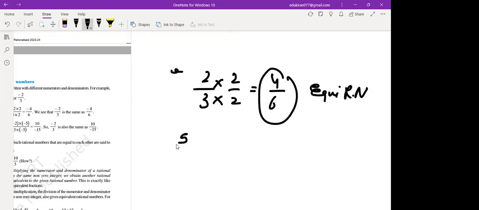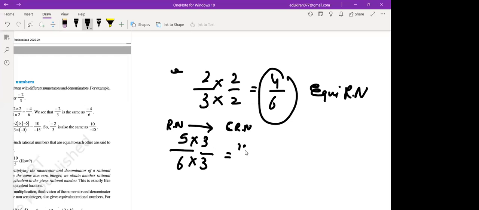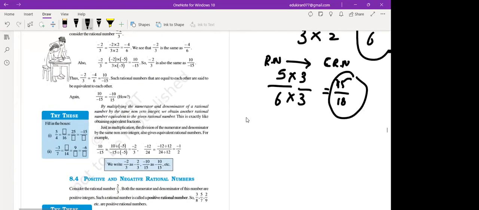Fine. For example, see, any rational number. This is one rational number, right? This is a normal rational number. Okay, I ask you to make it an equivalent rational number. What you will do? You can take any number, but the number should be the same. Multiply that number in the numerator as well as in the denominator. For example, I took 3. So I will multiply 3 in the numerator as well as in the denominator. The answer would be 5 times 3, 15, and 6 times 3, 18. So this is your equivalent rational number. You can multiply them with any number, but you should multiply the denominator as well as the numerator with the same number. Okay? So it will become an equivalent number. Fine?